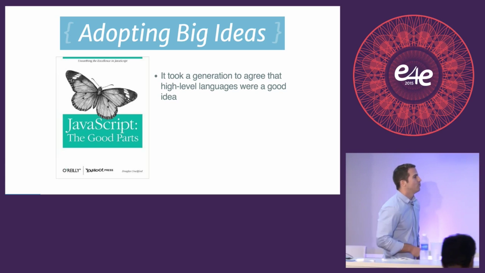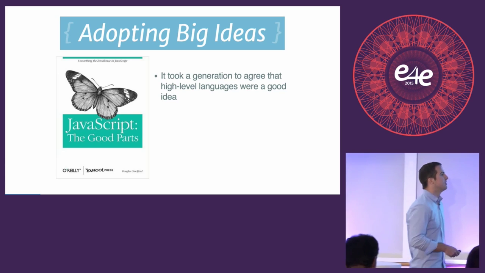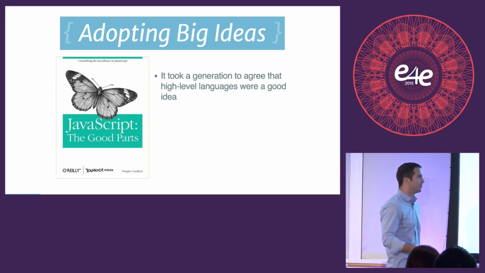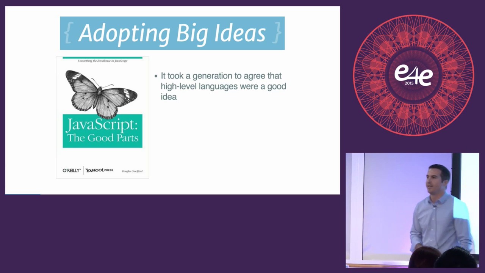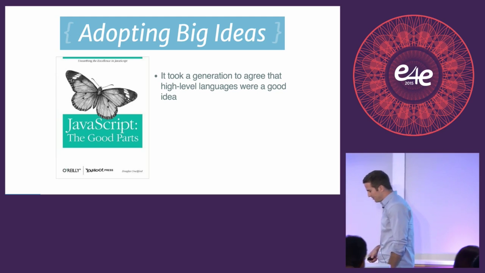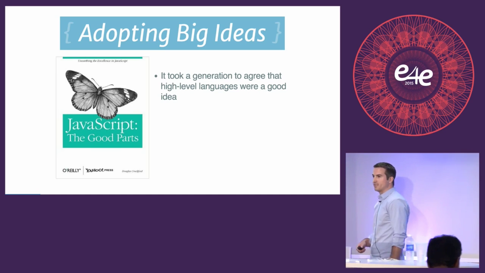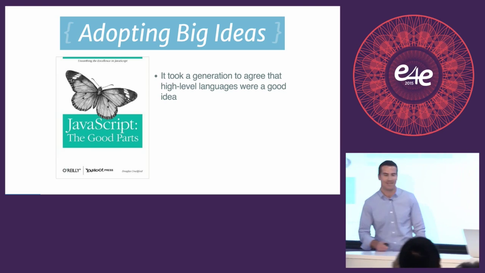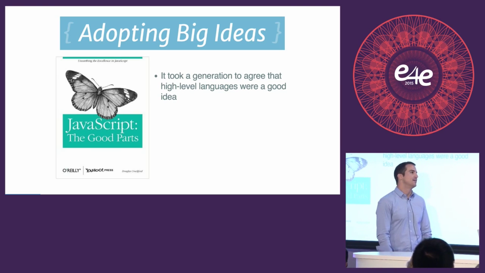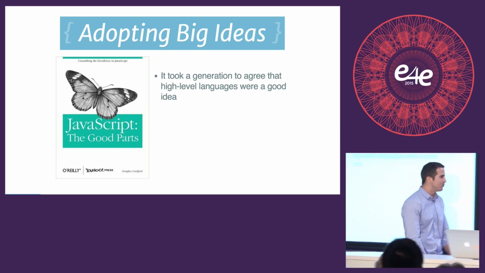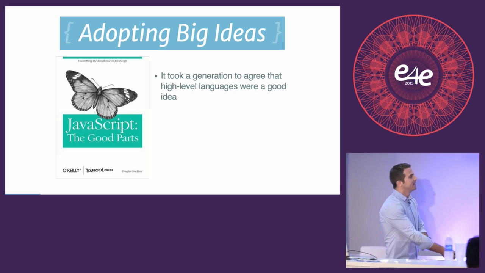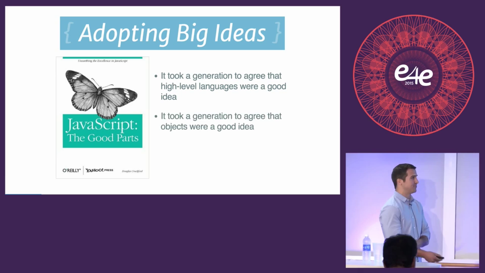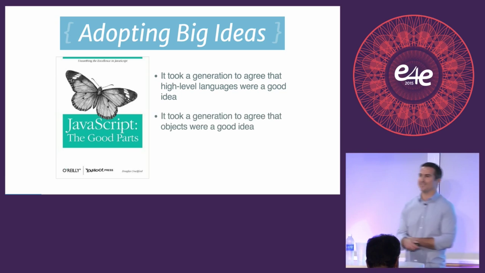And he says way back when, it took a generation for us as the programming community at large to agree that high-level languages were a good idea. Which is funny to us now because you could just picture some assembly programmer being like, why? C? Really? Do we really need that level of sophistication in our abstractions? That just seems like a waste. Why would I waste my time to learn a whole new language for that? Now obviously we consider that silly, right?